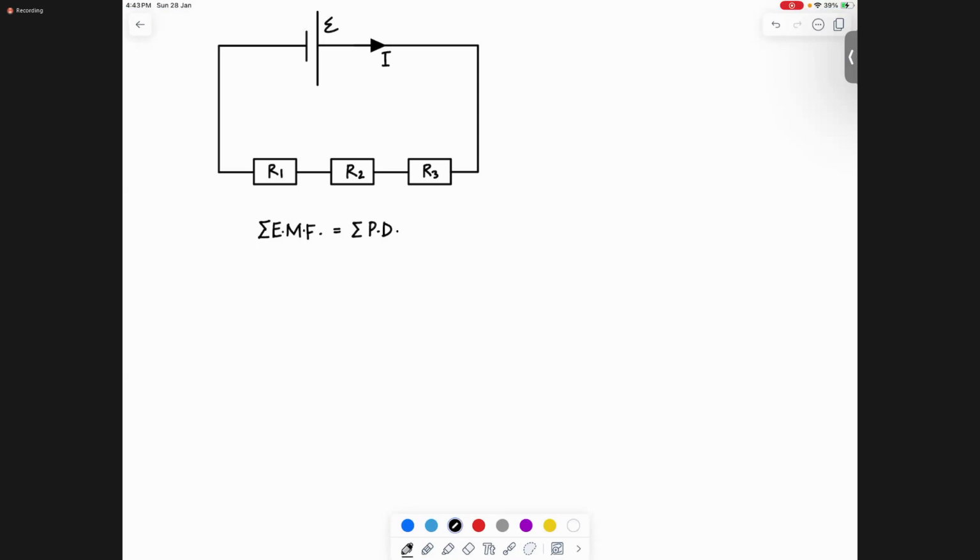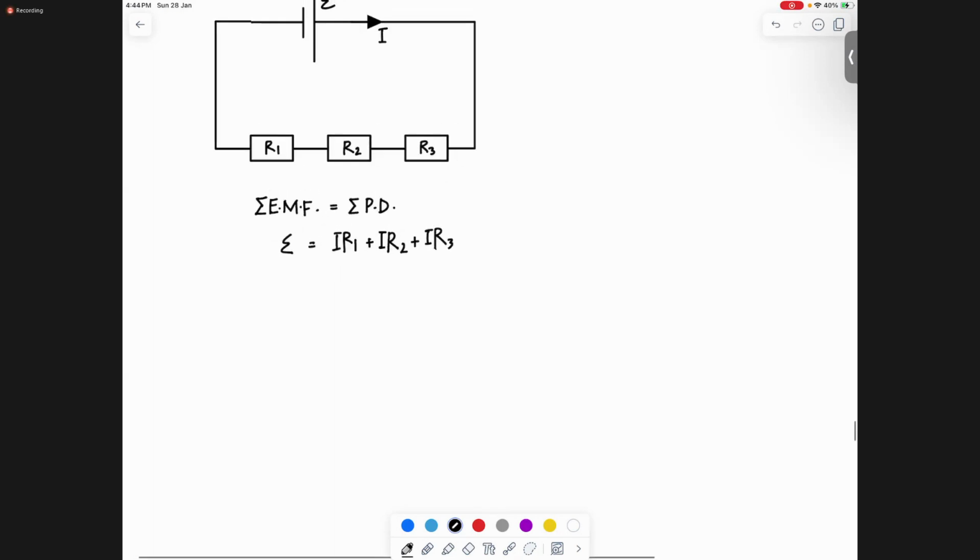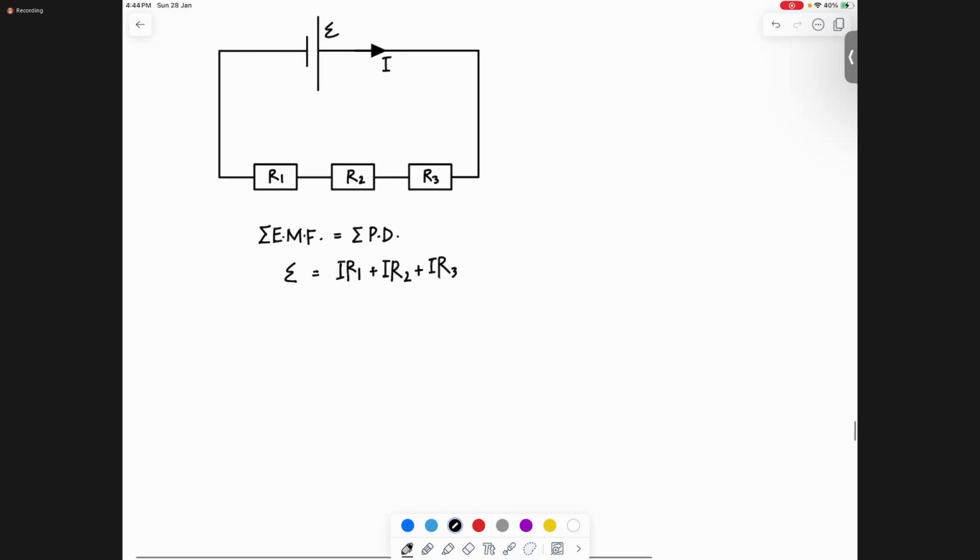So can you tell me what is the EMF here? E. Yeah, so that's my E. And what's the PD going to be? I R1 plus I R2 plus I R3. Do you agree? That's clear too. Okay, so now what we're going to do is replace the total EMF.